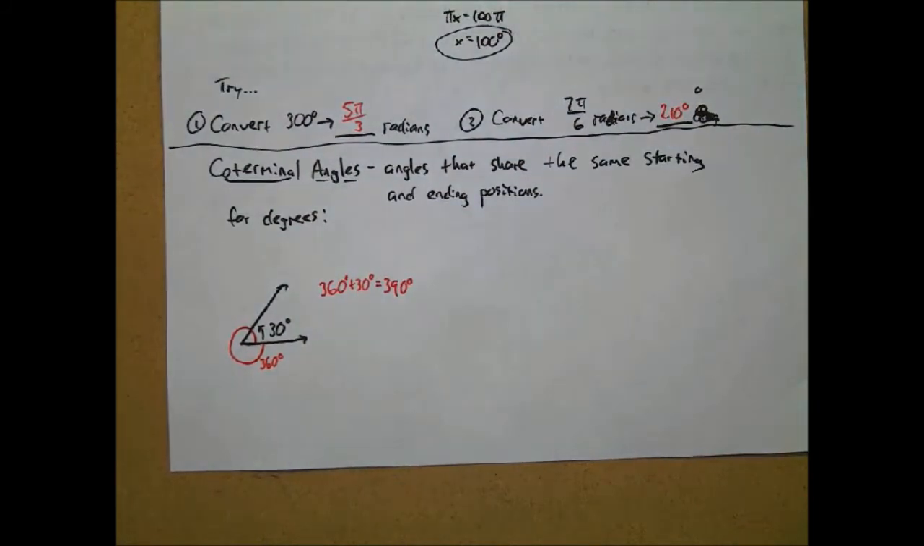And of course, instead of adding 360 every time, what's another option that we could do? Instead of adding 360, we could subtract 360. Right, we could go the opposite direction here.